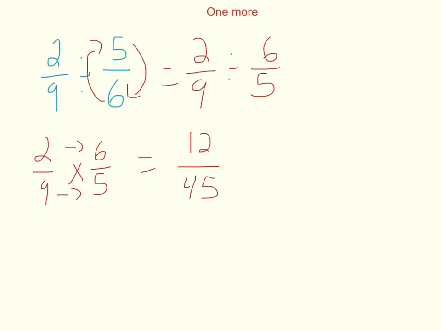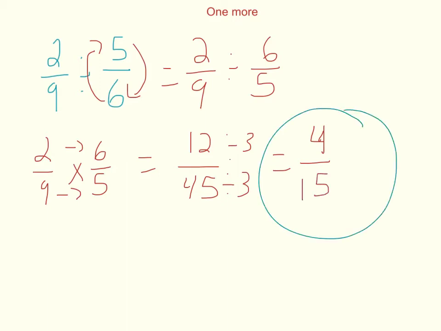The last step says to go into lowest terms. We can look at it and say, okay, can this be divided by anything? Well, it can be divided by 3. So if we divide 12 by 3, we get 4. And if we divide 45 by 3, we get 15. And now we've got our answer in full lowest terms.